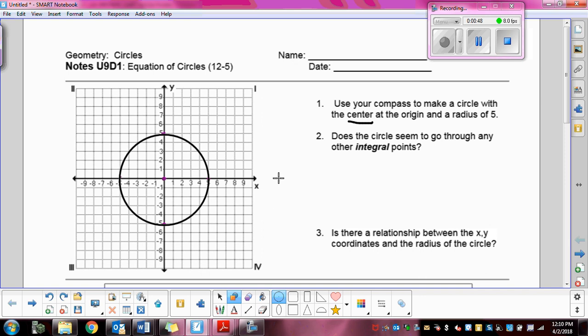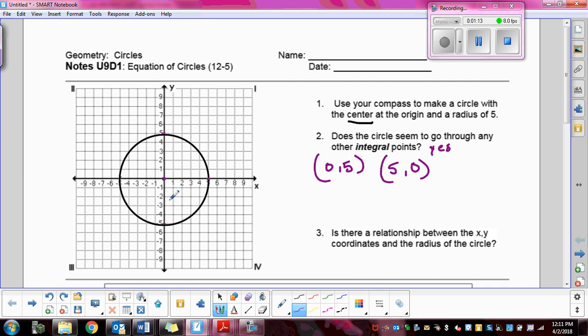So we drew the circle. It says, does the circle seem to go through any other integral points? It has a point right here, so you're going to say yes. Right here, x is 0 and y is 5. Over here, x is 5 and y is 0. Down here, x is 0 and y is -5, and then right here at -5, 0.